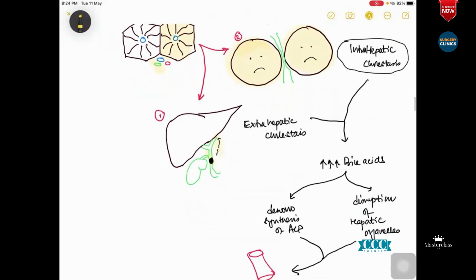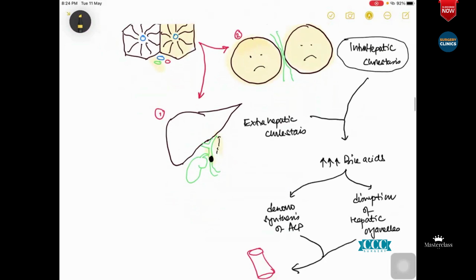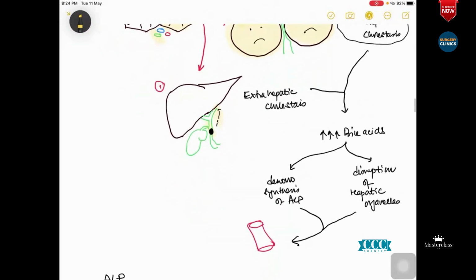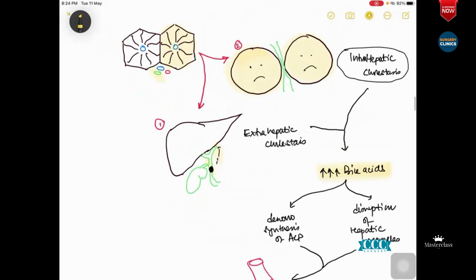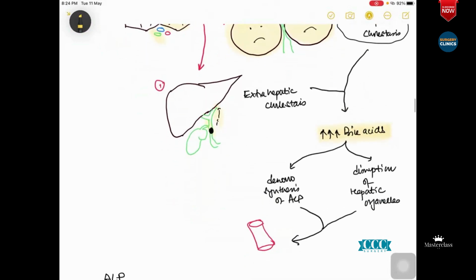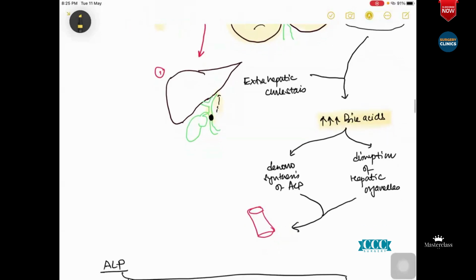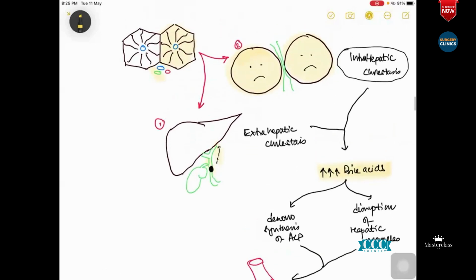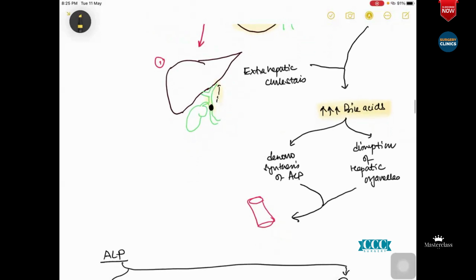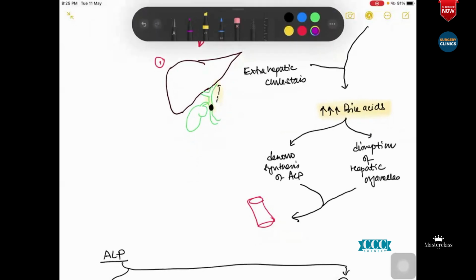Okay, now in this intrahepatic or extrahepatic cholestasis, the bile acids start to increase. Because there is blockage, the cells are producing bilirubin and all of these bile acids are getting accumulated in the bile duct. What happens is that there can be a disruption of the hepatic organelles, the Golgi apparatus and all of these things, and also de novo synthesis of ALP, which again is coming into the blood.